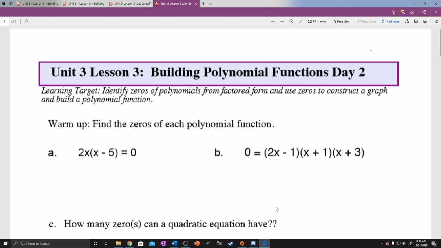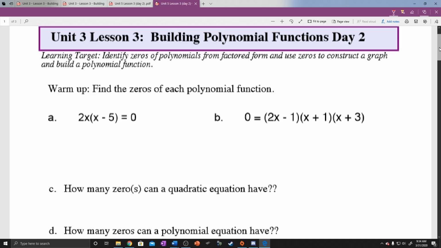We're going to continue where we left off in building polynomial functions and looking at the idea of factored form and zeros and multiplicity and all that. So let's get into it. I'm going to try to keep this video short, but it might be a little bit longer because we have a little bit more to go through.